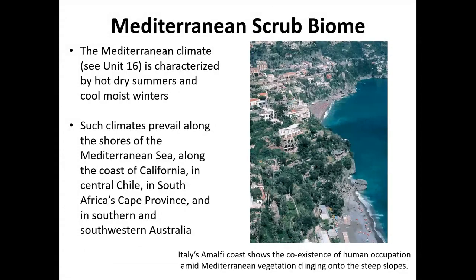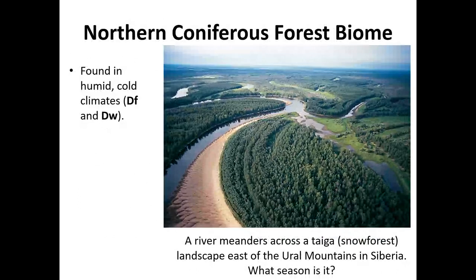This picture is of the Amalfi Coast in Italy, which is kind of a resort area. And a lot of the world's largest cities, especially older cities, are in this particular biome. Rome, Athens, Istanbul, some of the world's real large old cities are in this biome because it is such a relatively stable, good climate for raising crops and living. It's not too hot or not too cold. Northern coniferous forests are common in northern Canada and northern Russia.